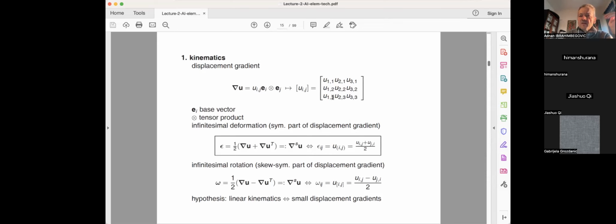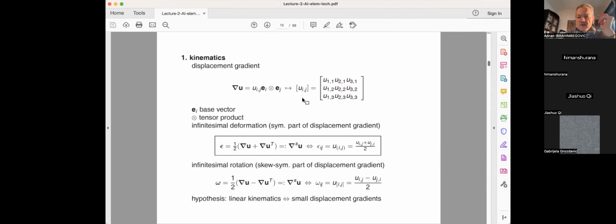And you can put this in a matrix. So in the matrix, you have, in the first column, the partial derivatives of the first component with respect to x1, 2, and 3. Then the partial derivatives of the second component with respect to x1, 2, and 3. And finally, the partial derivatives of the component u3 along the axis e3 with respect to x1, 2, and 3.